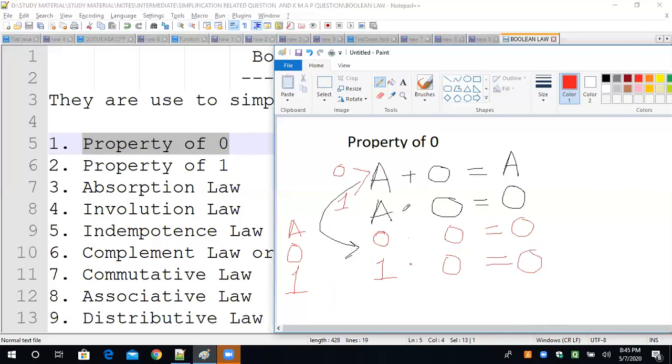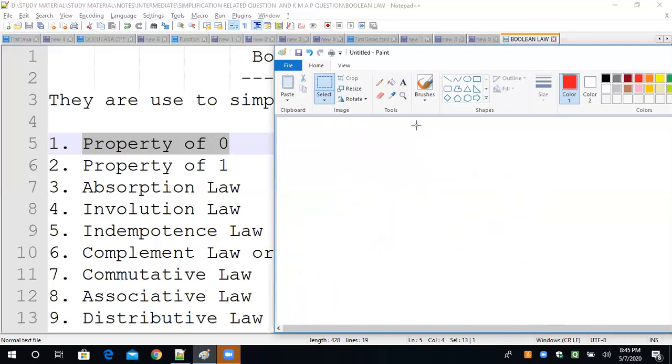So in the case of multiplying, we can take any value of a, but after multiplying with 0, definitely we will get 0. Now this law is proved. So the property of 0 is proved. Now what about the property of 1? One second, I'm just erasing this part. Just a moment.